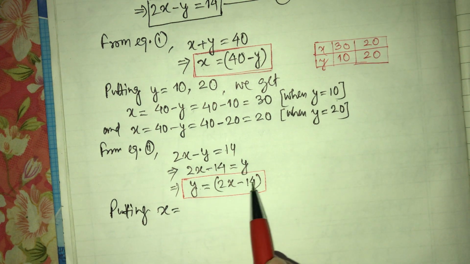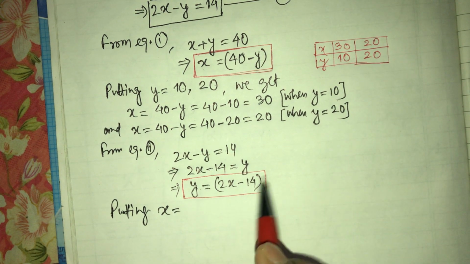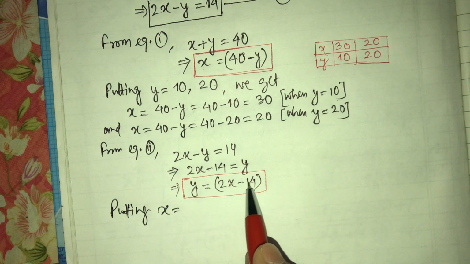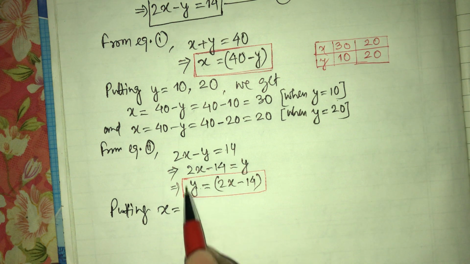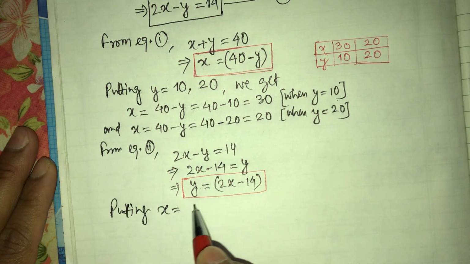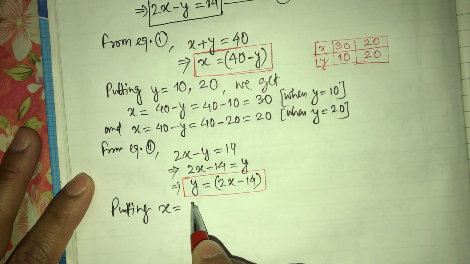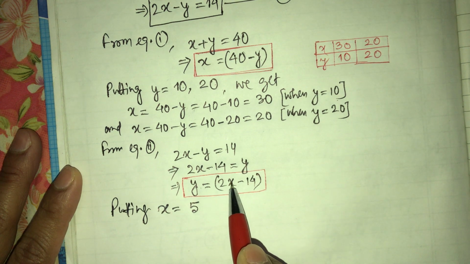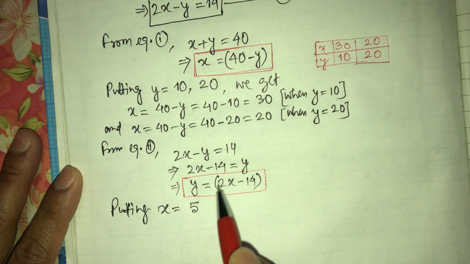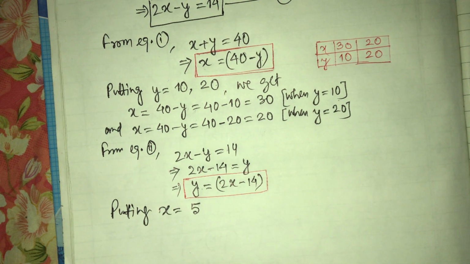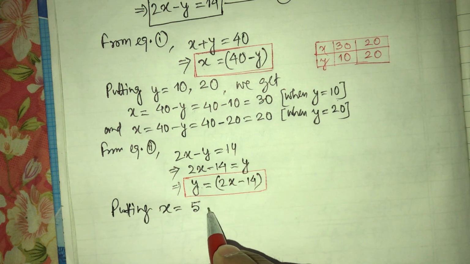2x minus 14. So we will keep a value for x, and accordingly we'll get the value of y. Let's do it, if I take x as 5, 2 into x means 2 into 5 is 10, 10 minus 14, I'll get some value there as minus 4. We can do that later on.